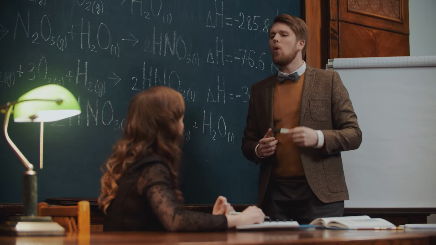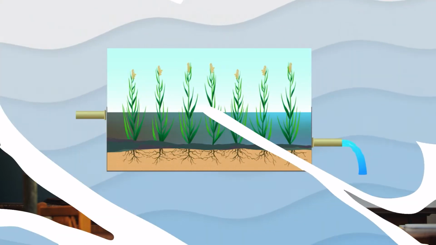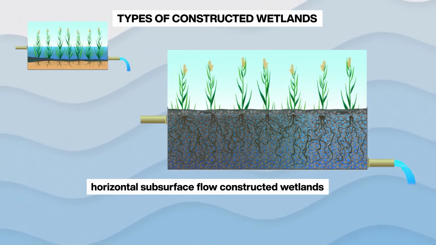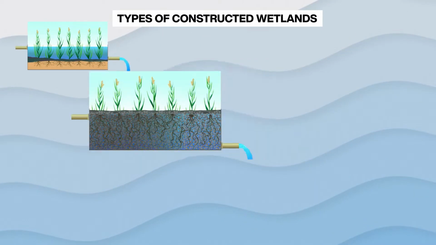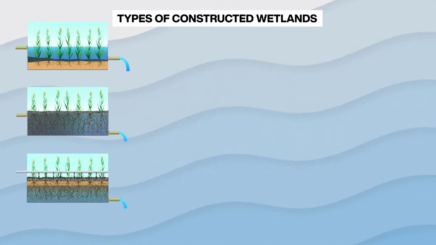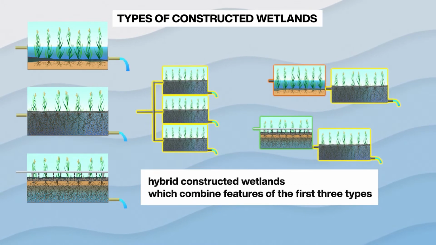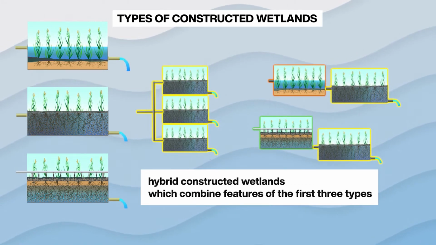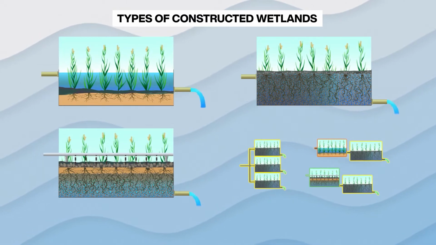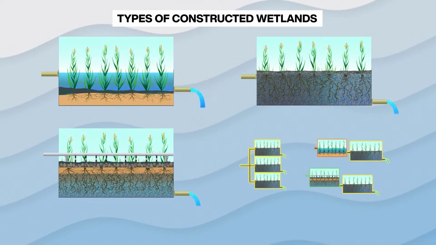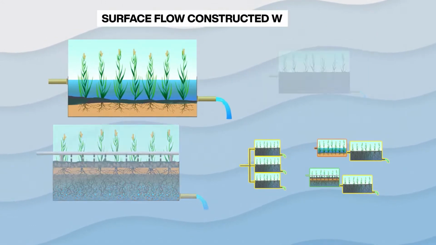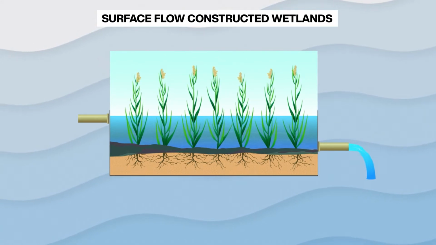Now, could you please go over the 4 basic types of constructed wetlands? Surface flow constructed wetlands, horizontal subsurface flow constructed wetlands, vertical subsurface flow constructed wetlands, and hybrid constructed wetlands, which combine features of the first 3 types. That's what we will go over right now. We are going to consider examples of constructed wetland modifications for each type, one by one. First, the surface flow constructed wetland.